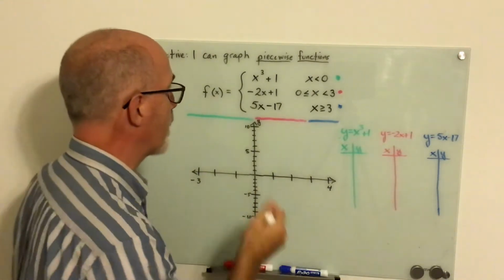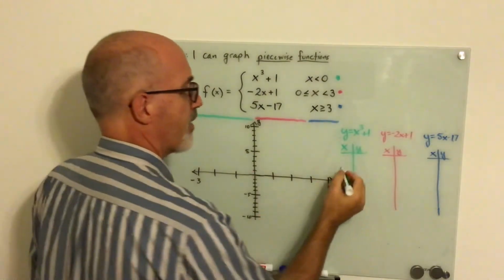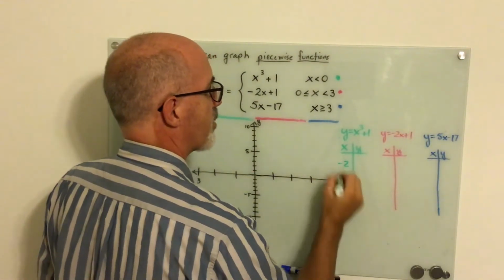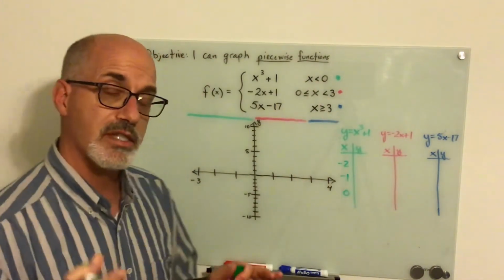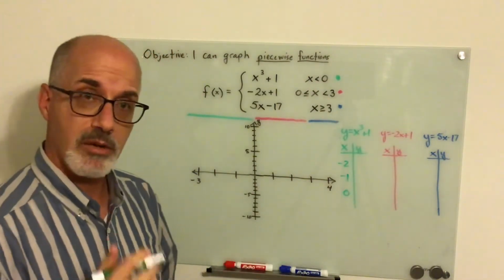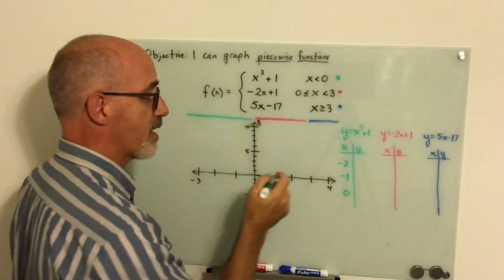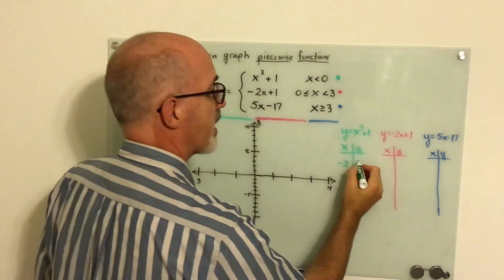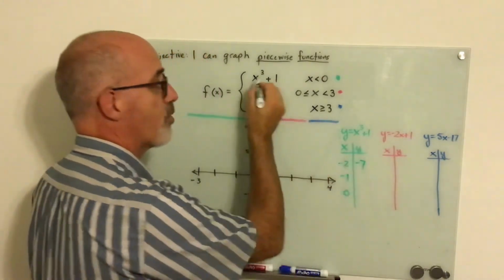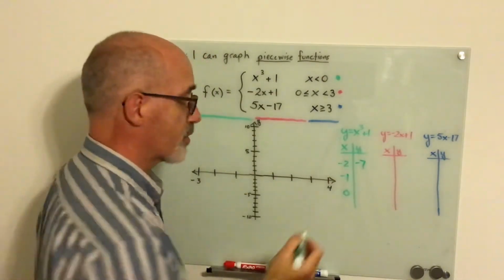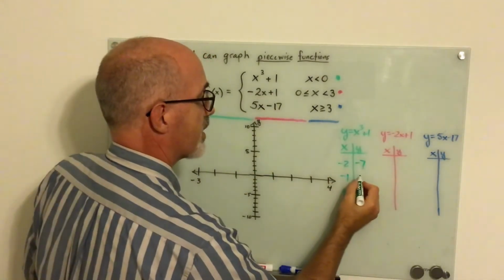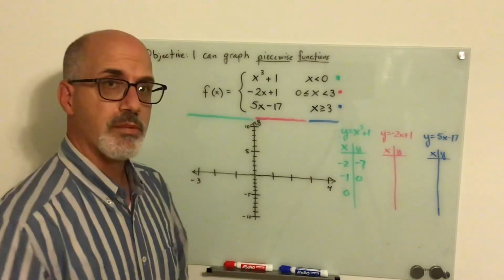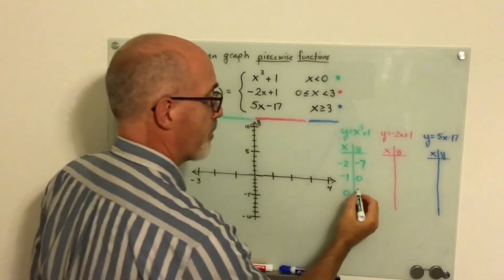So this first one, x cubed plus 1, if I put in negative 2, negative 1, I'm going to put in 0. Even though it doesn't include 0, I'm going to see where that graph would take me, and I'll put an open dot on it because it's less than. So negative 2 cubed is negative 8, plus 1 is negative 7. Negative 1 cubed is negative 1, plus 1 gives me a 0. And then 0 cubed plus 1 would give me a 1.